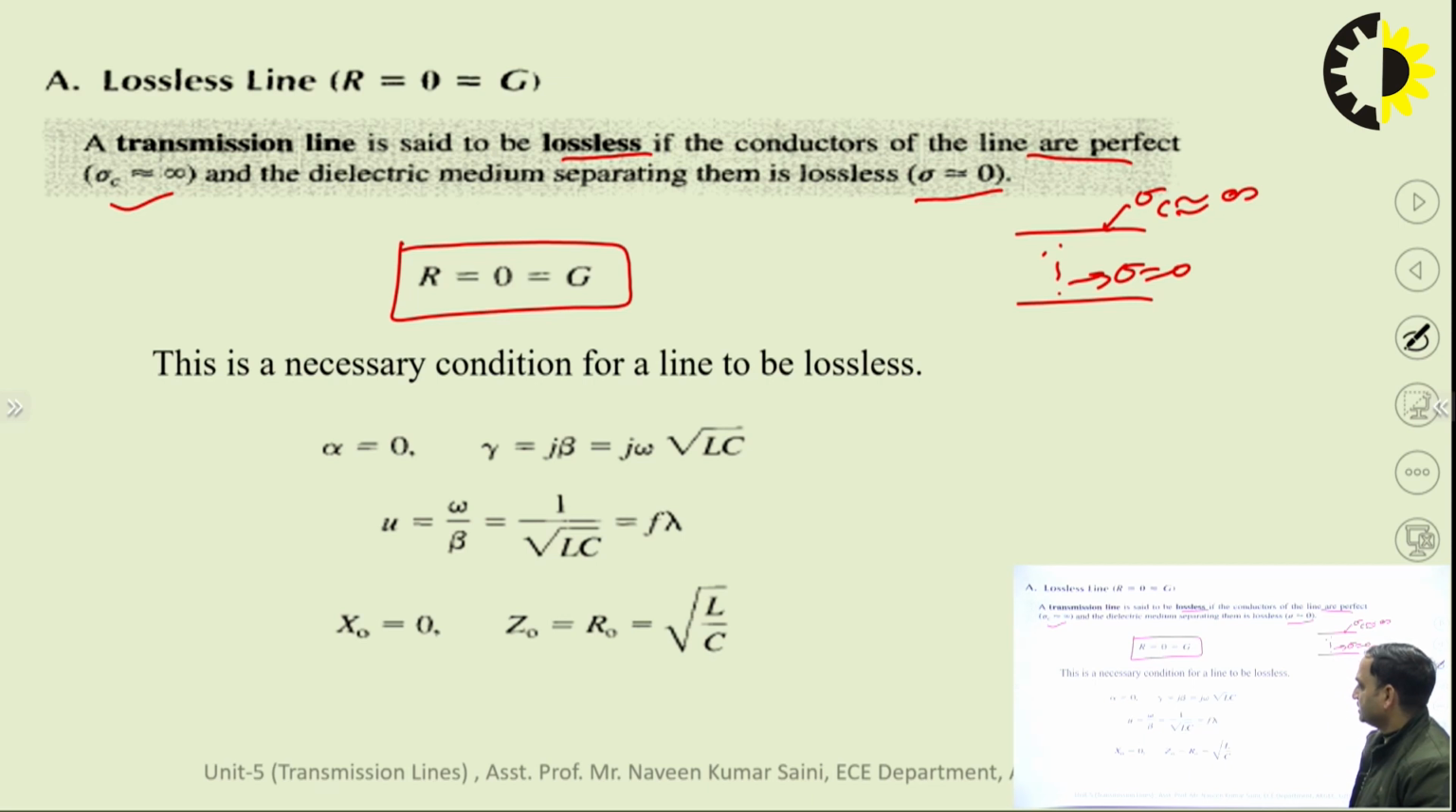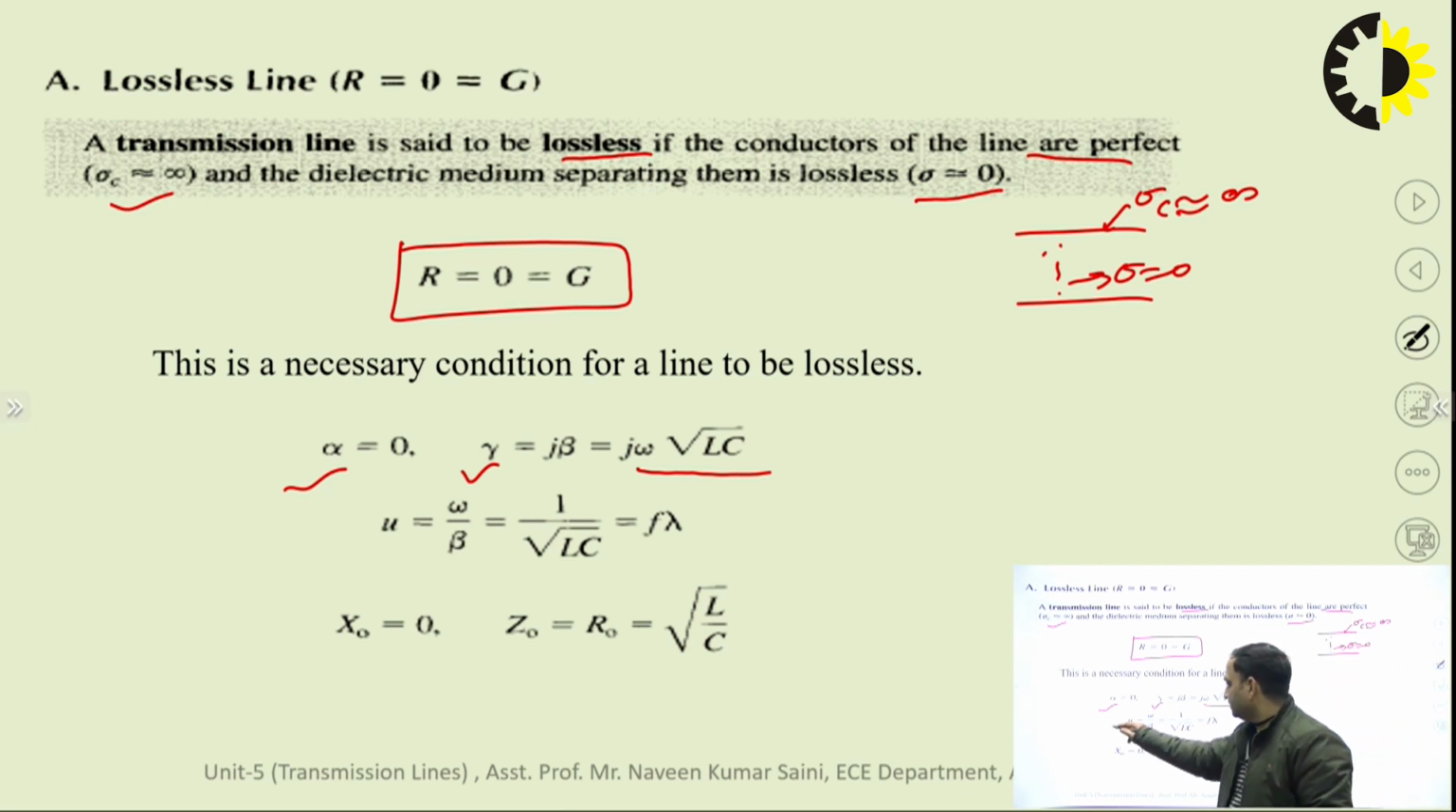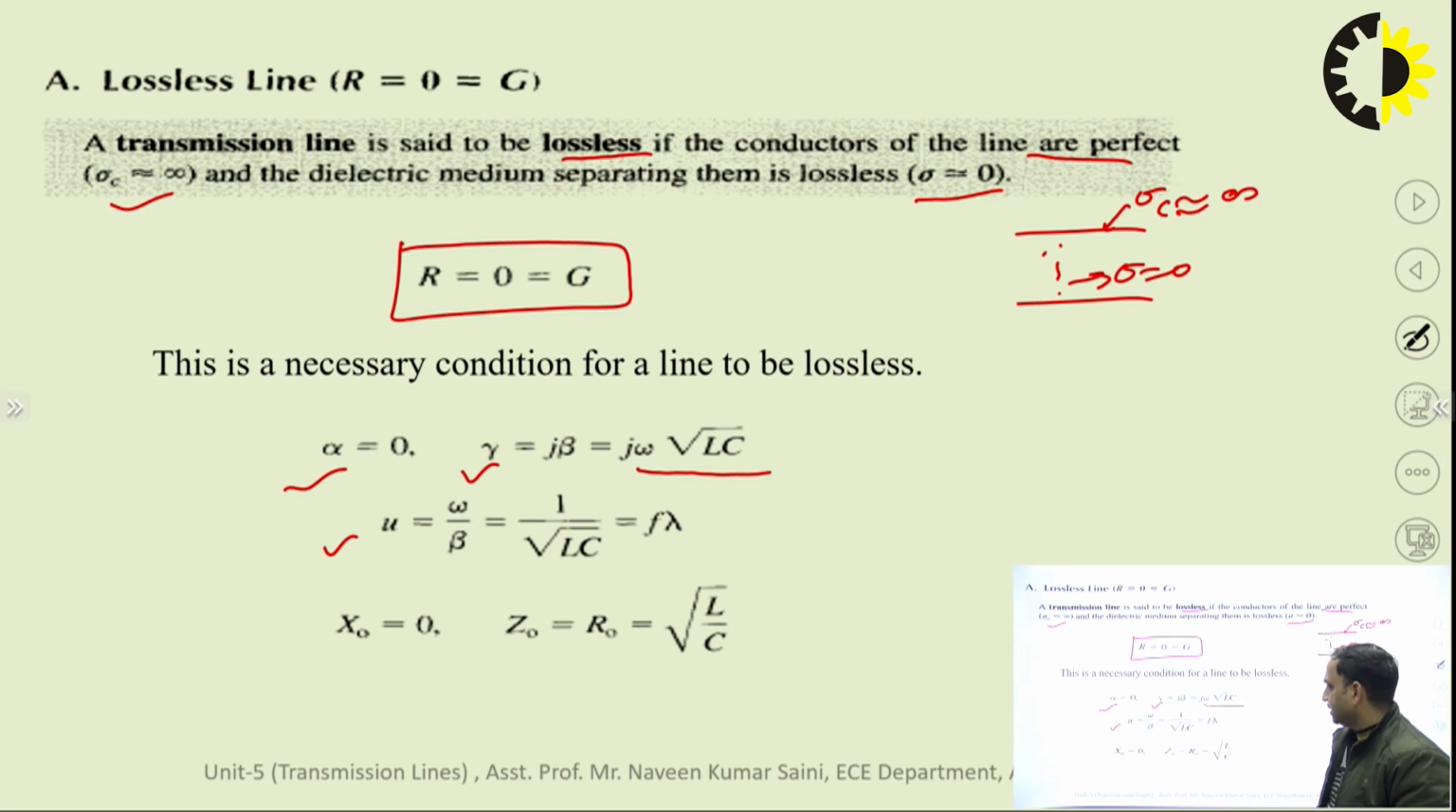So when we apply the condition R and G equal to 0 for the lossless line, the other parameters follow. Alpha is equal to 0 when we solve this, gamma is equal to j beta, and we know that for the lossless line beta is equal to omega root LC. Velocity u is equal to omega upon beta, which is 1 upon root LC, and that is equivalent to f into lambda. Then Z naught is R naught, equal to root of L upon C. So this is the case for the lossless transmission line.